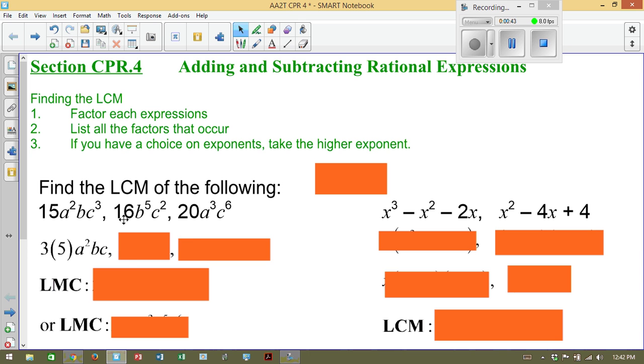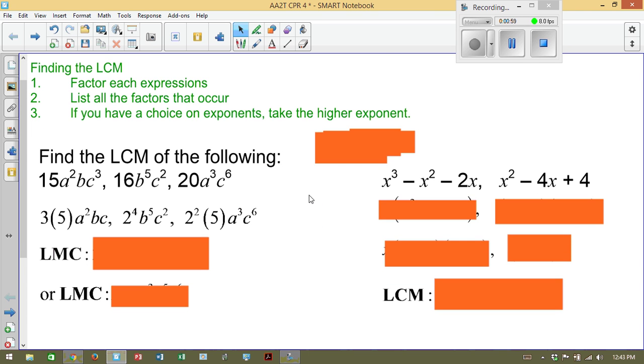Over here we have 16, which is really a 2 to the 4th. Your variables are already factored. So we're basically just trying to get the numbers in front in a form similar to the prime factorization like the variables are. And then 20 is a 2 squared and a 5. So for your least common multiple, you write down all the different things that occur, which would be a 2, a 3, a 5, an a, a b, and a c.